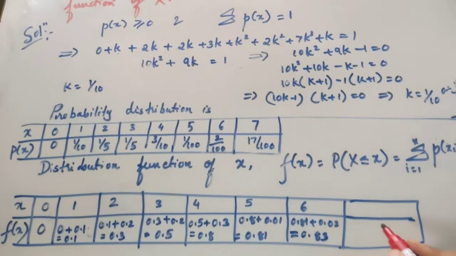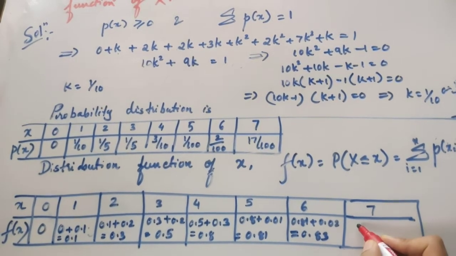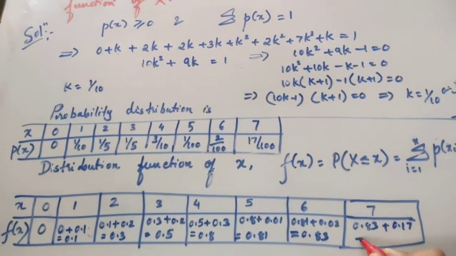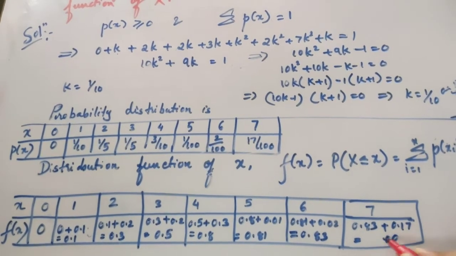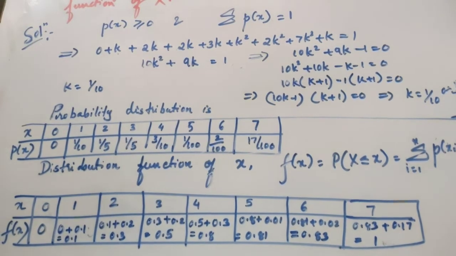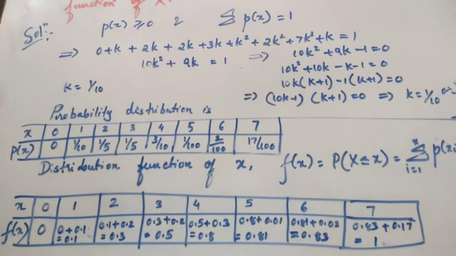Finally, for 7, the last evaluated value is 0.83 plus the present one, 0.17 you all have got. So if you add it, you will get 1. So the sum is 1, is it not? That is the basic condition. At the end, you should end up with 1 only. Then only your distribution function of x is proper. Just remember that one point.